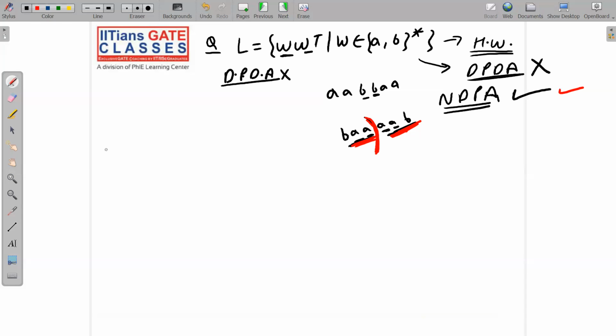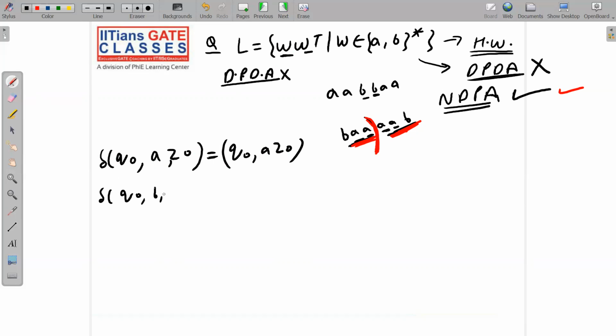So the very first move will be delta of Q naught, A, Z naught equals Q naught A Z naught. If W is starting with A, we will push that A onto the stack. If W is starting with B, then we apply the move delta of Q naught, B, Z naught equals Q naught B Z naught.